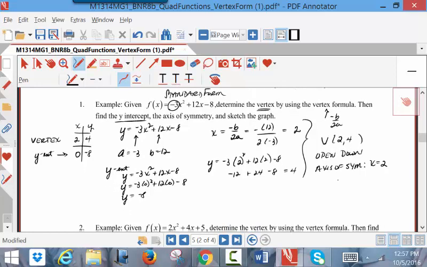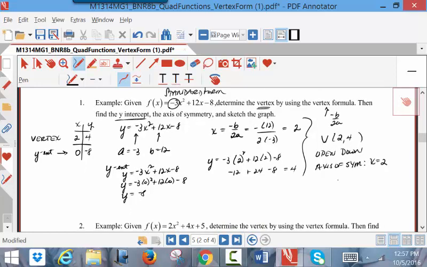And they want me to sketch it, and I don't know where in the world I'm going to sketch it. I didn't give myself a lot of room. I guess I'll try to sketch it over here. Okay, so I have what? 1, 2, 1, 2, 3, 4, 1, 2, 3, 4, 5, 6, 7, 8. Way down there. So I have (2, 4), and it's got a y-intercept down here of (0, negative 8). And so over here by symmetry will be another point, and the graph will look something like this. And here is its axis of symmetry, coming right down the middle.